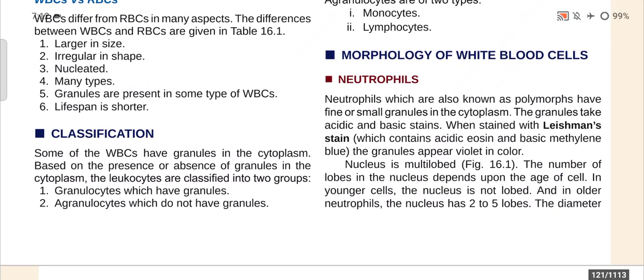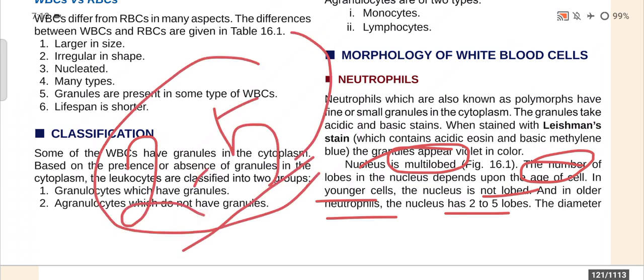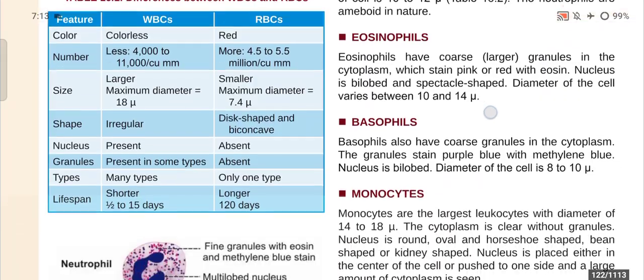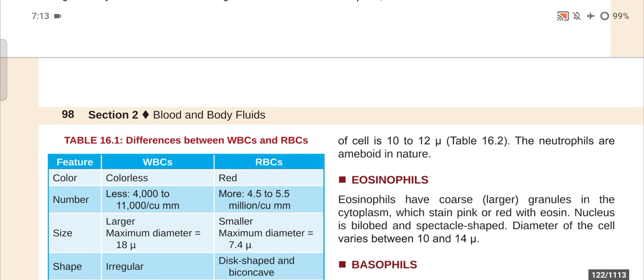Now, the nucleus is multi-lobed. It is an important point. You must remember this one. The number of lobes in the nucleus depends on the age of the cell. In a younger cell, the nucleus is not lobed, and in an older neutrophil, it has 2 to 5 lobes in the nucleus. The diameter of the cell is 10 to 12 micron, which is given in table 16.2. The neutrophils are amoeboid in nature.